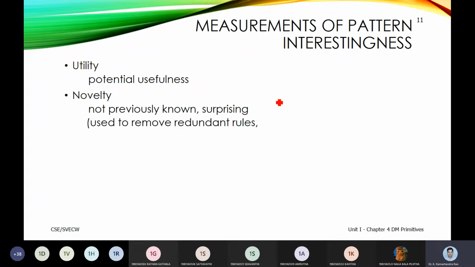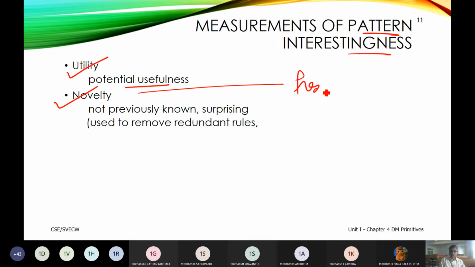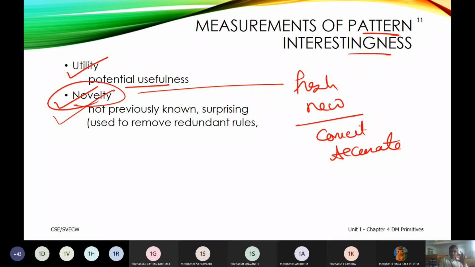The next measurement for an identified pattern, whether it is good or not, we are going to call usefulness. So whether it is really potentially useful with the content or not is going to be derived. So that is what we call here a potential useful. And next one, whether it is fresh, whether it is new, whether it is correct or whether it is accurate. All this we are going to treat, we call it a novelty, a fresh idea.